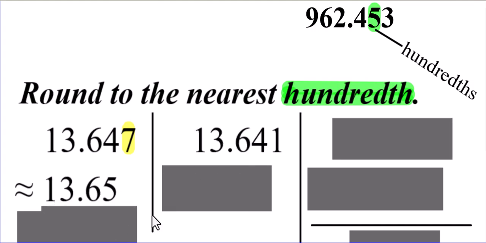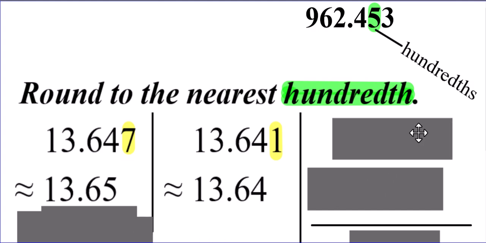Another example, what if it's 13.641? Well, this time, the digit to the right of the hundredths is only a 1. That's not big enough to make the 4 round up. Therefore, this is going to stay 13.64.